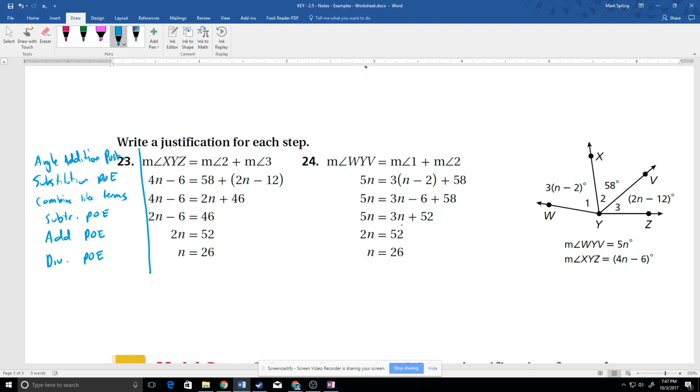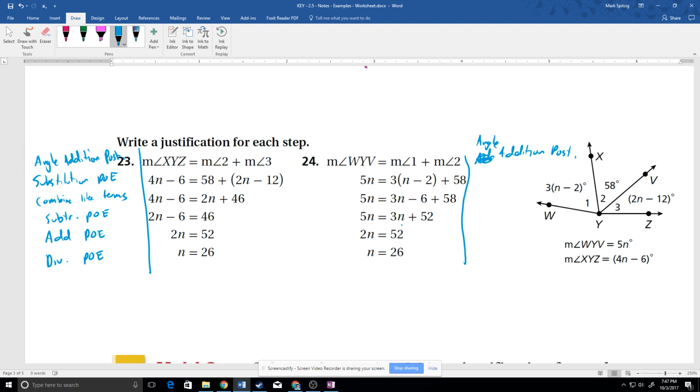All right, same thing we'll do sort of over here. We'll just do it on the right side this time. Again, it looks like the same beginning step. Angle WYV is the sum of angles 1 and 2, right? So that again is saying the angle addition postulate. All right, we're just going to write it up here. Angle addition postulate. Bam.